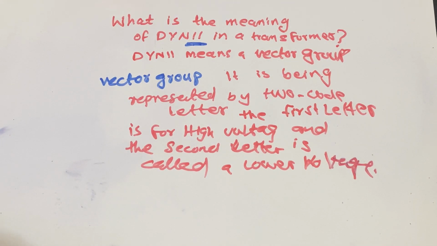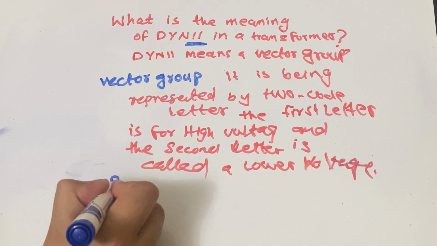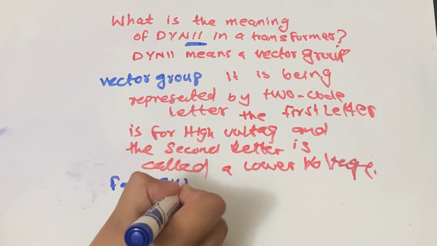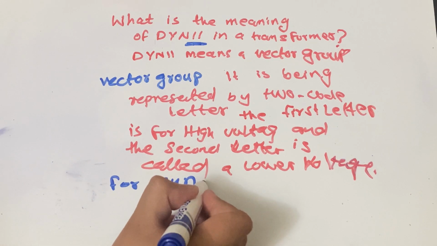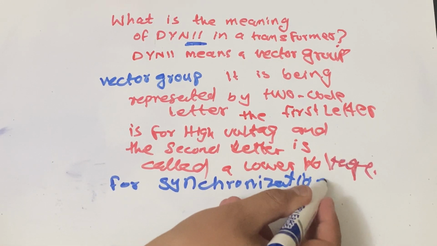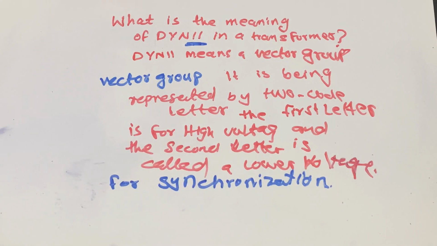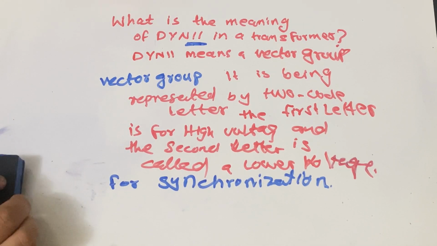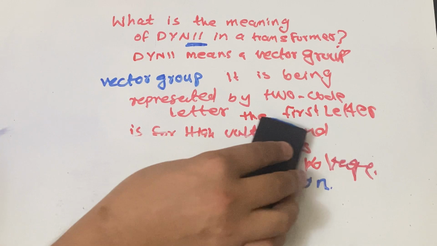So for synchronization, the vector group plays a crucial role for synchronization of voltages and other things in the transformer. So pause the video and write it down in your notebooks.